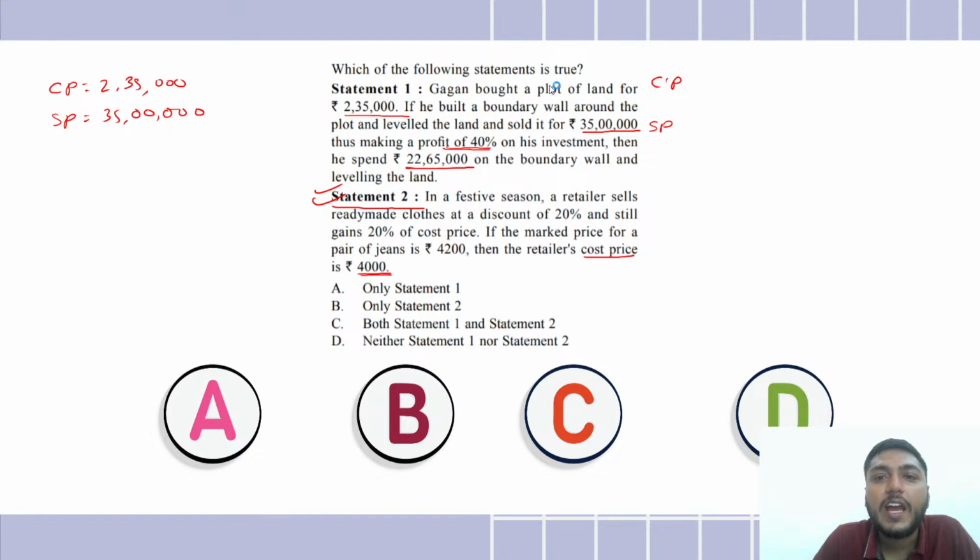Tanisha, here we have to write whether the statement is true or not. Which of the following statement is true? Let's see how this will go. Right? So these expenses are counted as cost price. So this would ultimately add to the cost price, that is 22 lakh 65,000 rupees.